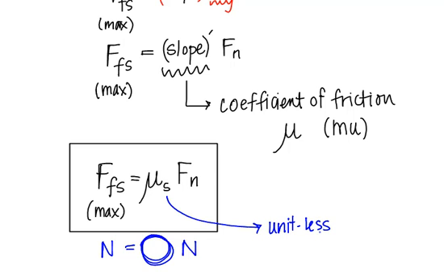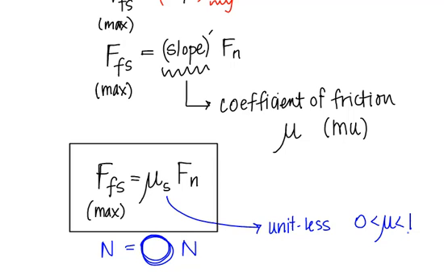It's a number. It's always a number between 0 and 1. So you won't have any negative coefficients of friction, and you won't have any that are over 1. If you do happen to mathematically calculate something that's negative or over 1, then that gives you an indication that you've probably done something wrong.